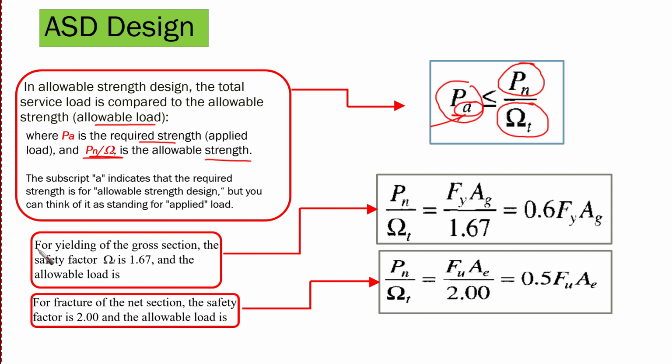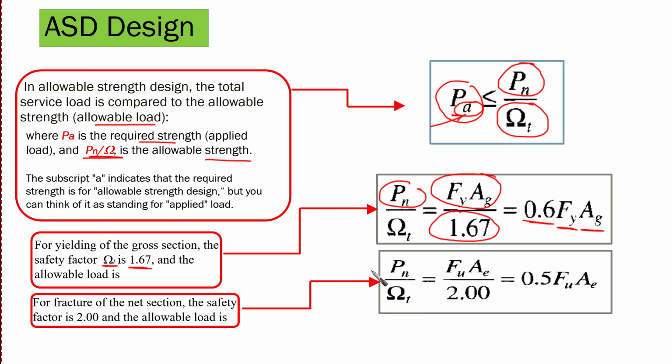Here, for yielding of the gross section, the safety factor is 1.67, and the allowable load is, as we know, Pn equals F yield times gross area over the safety factor. This gives us 0.6 F yield times gross area.